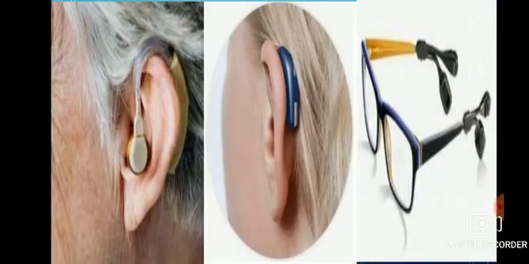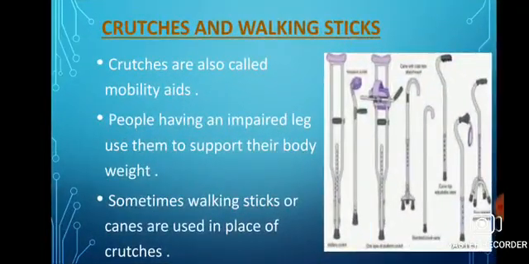Now the next one is walking sticks or crutches. Crutches are also called mobility aids. People having an impaired leg use them to support their body weight. Sometimes walking sticks or canes are used in place of crutches.